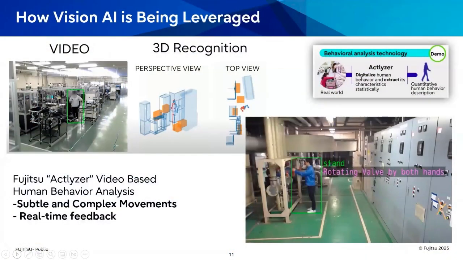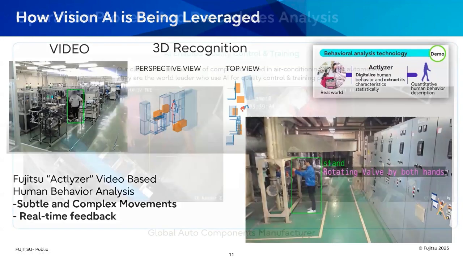When we take that video analysis, you take both visual and the 3D recognition, so it's got different perspectives. You look at the subtle and complex movement that the human is taking, and then feed that into a quantitative analysis so you can give the information and you can give those values.